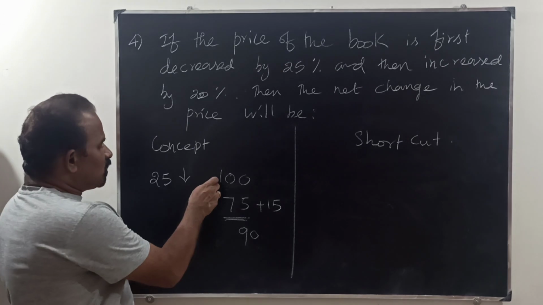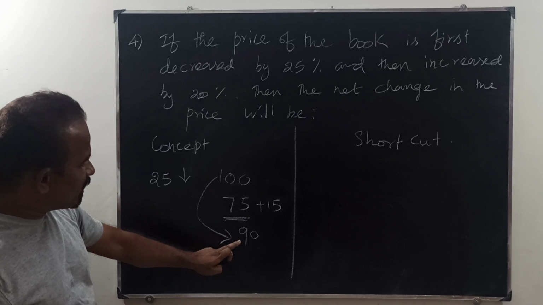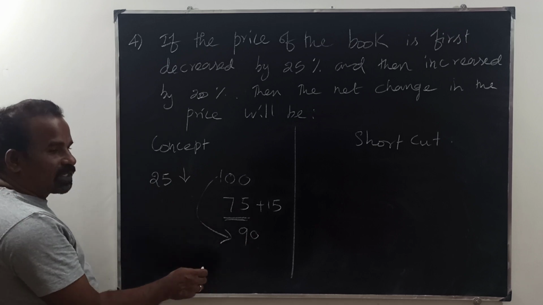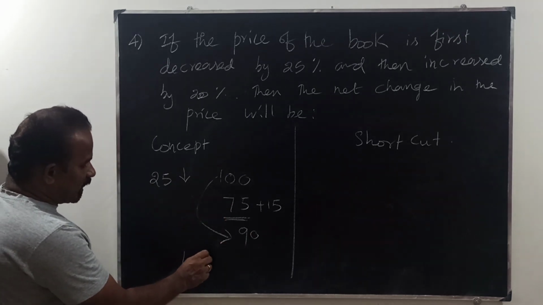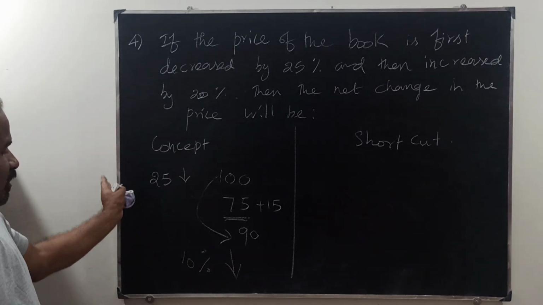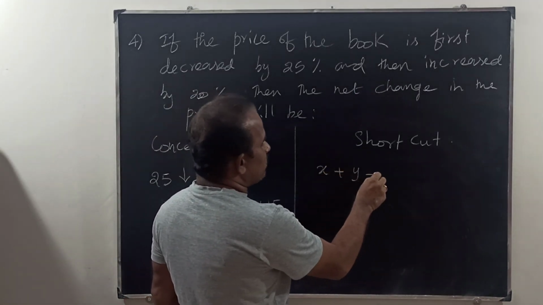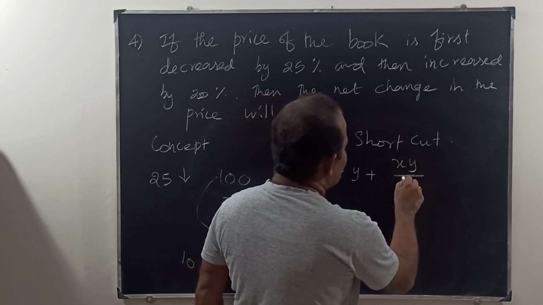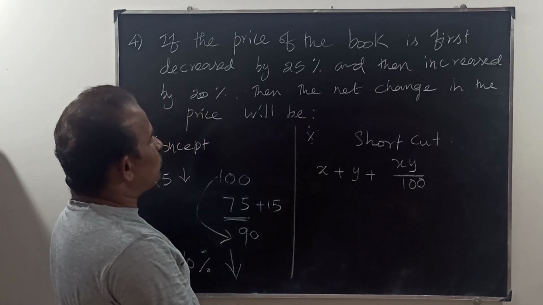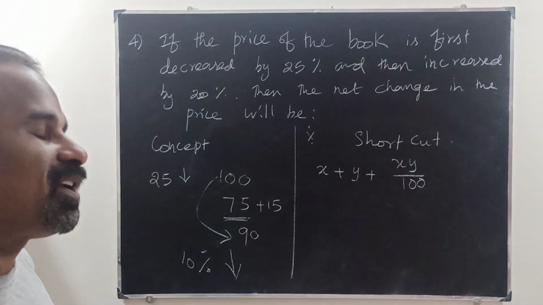So therefore out of 100, 10% is decreased. Because 100 ultimately becomes 90, so overall effect, the net result is 10% decrease. This is the answer. This is the conceptualized answer. Shortcut means x plus y plus xy by 100. This is the most important formula. You can use this formula for many questions.